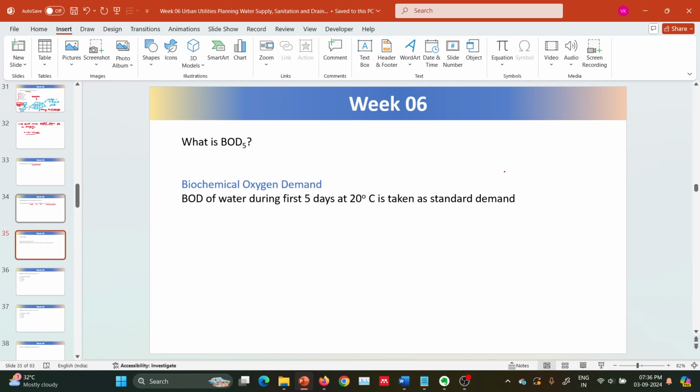What is BOD5? BOD5 is the biochemical oxygen demand of water during the first 5 days at 20 degrees Celsius. This is the standard. BOD will tell the strength of wastewater. If BOD is more, then in 5 days the oxygen consumption is more. You must understand this basic idea.